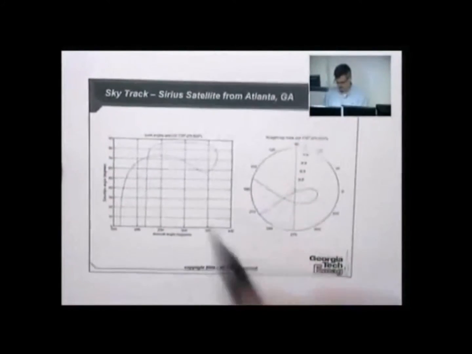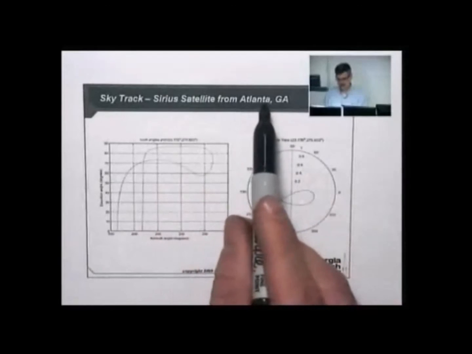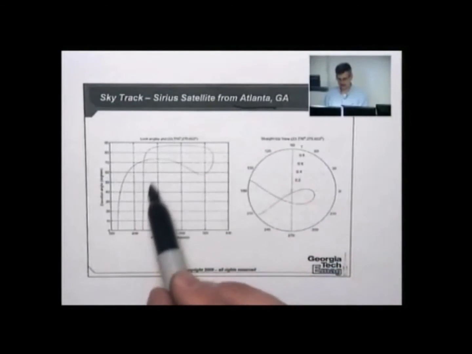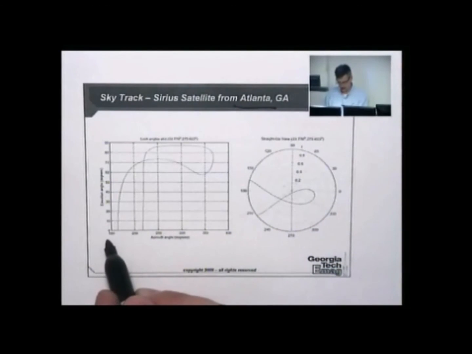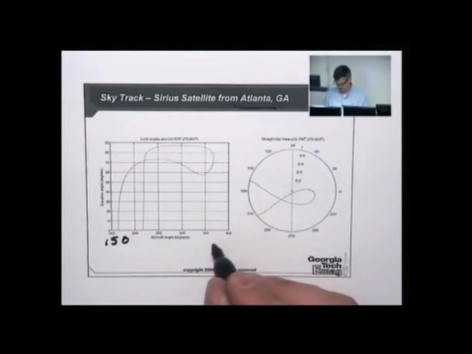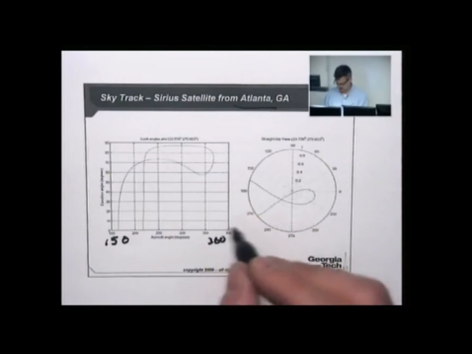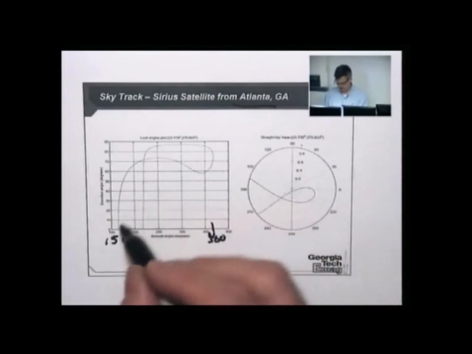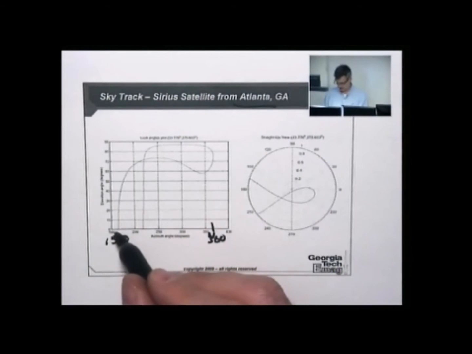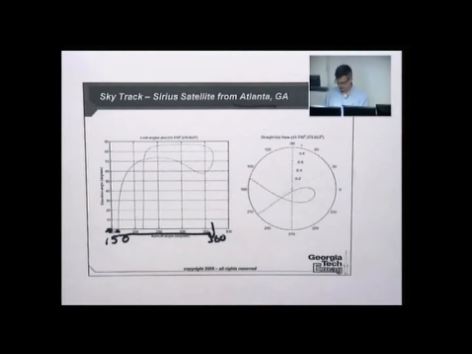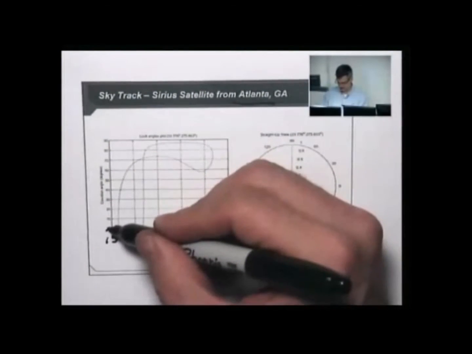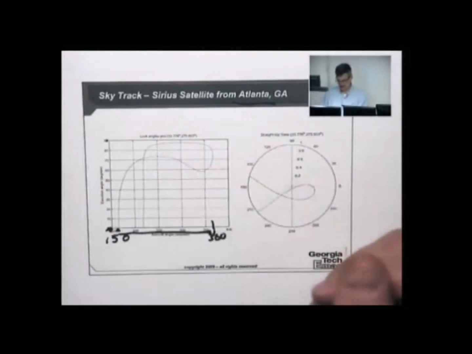So I have two examples plotted up here. One is a sky track from Atlanta. I used the Sirius coordinates from Atlanta. This graph is rectangular. It goes from 150 to close to 360. So this would be north, and this would be a little bit southeast all the way over here. So you span a little more than 180 degrees in this plot, and then the y-axis goes from 0 to 90 degrees.